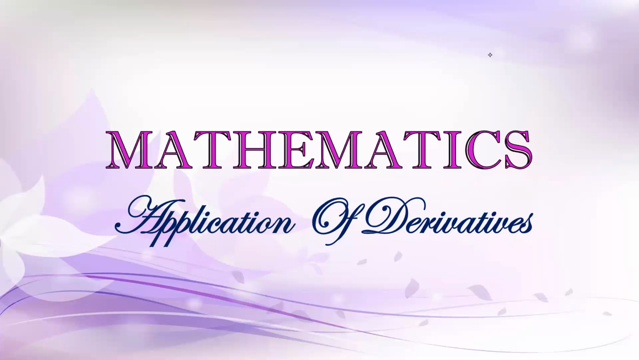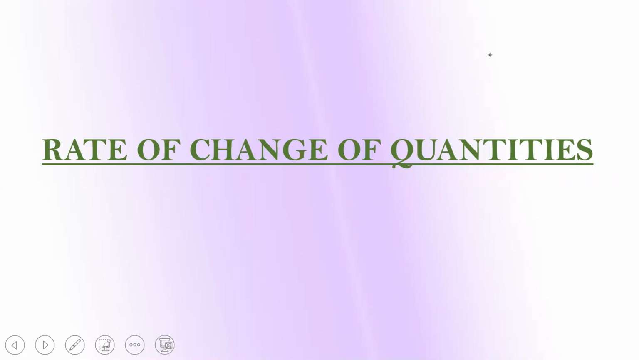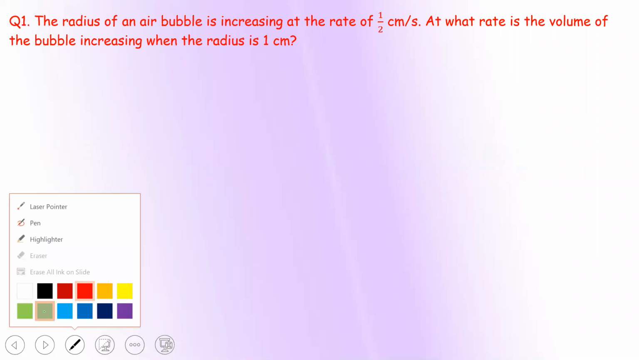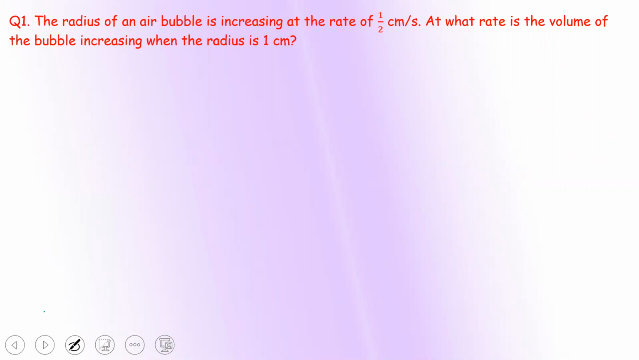Welcome students. Let's continue our previous class, that is problems from rate of change of quantities. So here is your first problem. The radius of an air bubble, that is the shape of the bubble is spherical, is increasing at a rate of 1/2 centimeter per second.